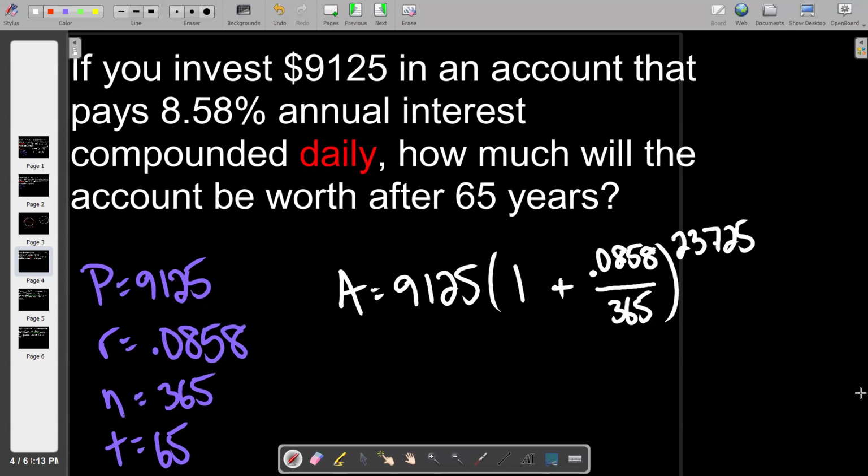N should be 365 since it's happening daily, and then t is 65 years. So you multiply those to generate the exponent. This should be a significantly big answer. I think 65 years at a really good interest rate is going to be big. Is everyone on board with this? Let me type it in real quick, Micah, and then you and I can compare notes. So 9125 times 4 plus. Yeah, that's significant, eh?